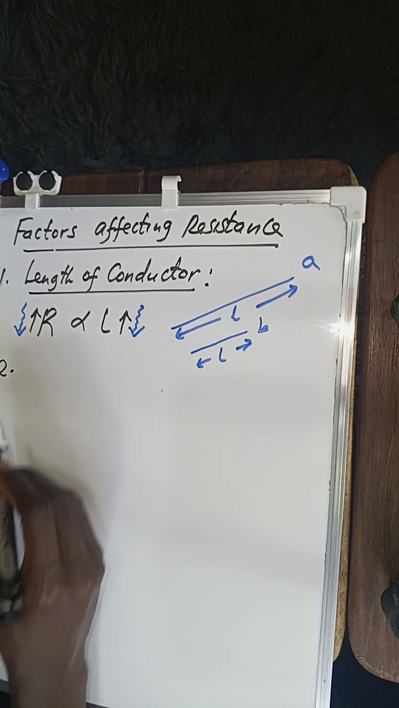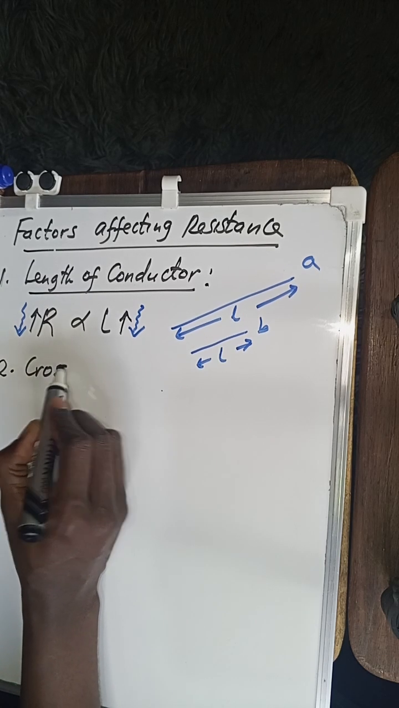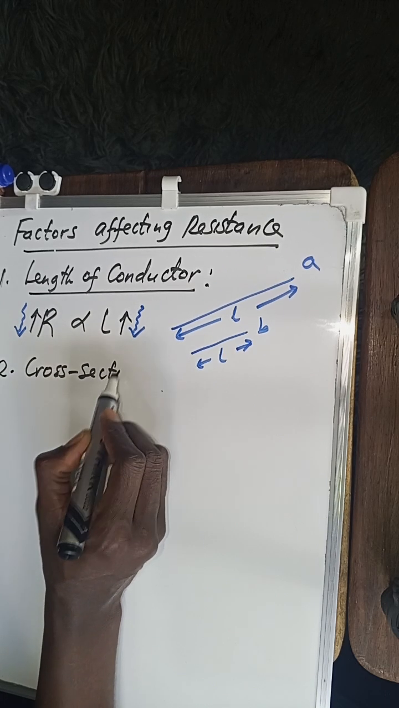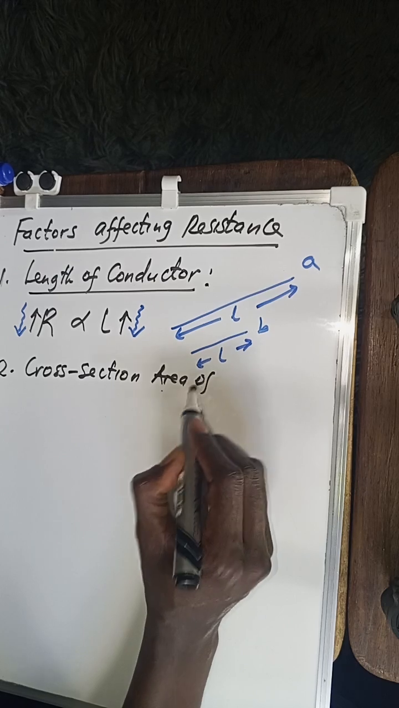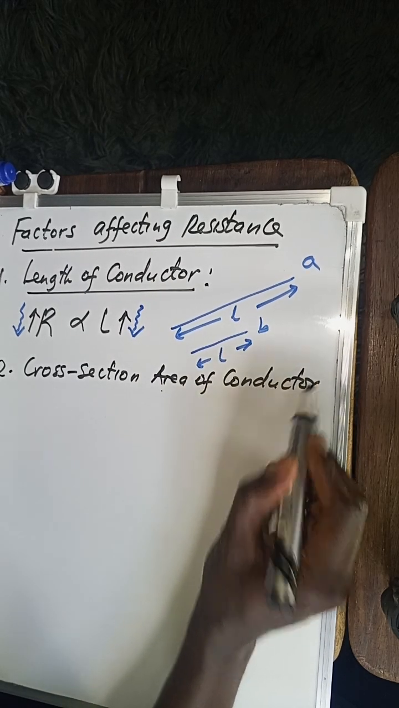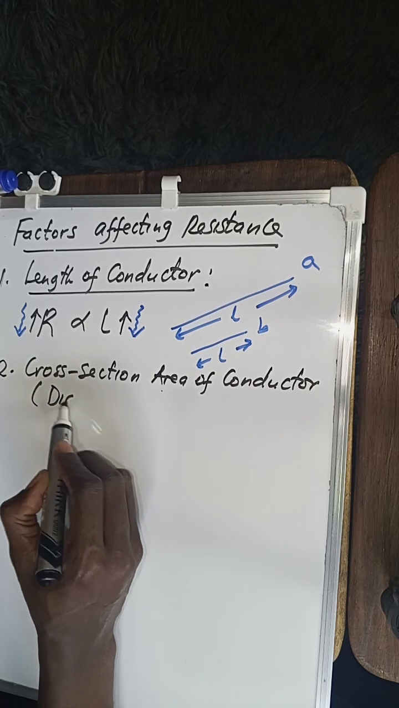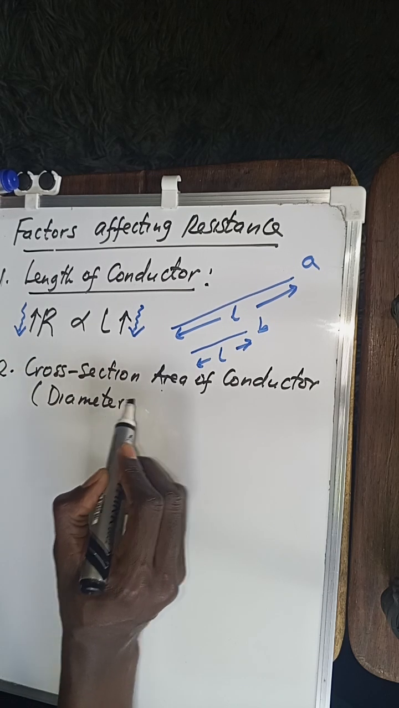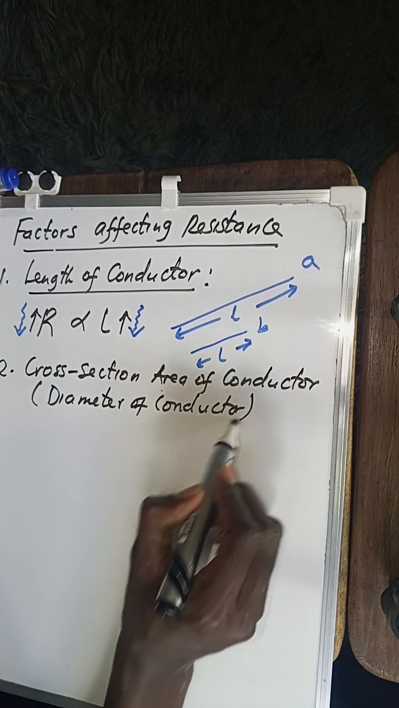The second factor that we can talk about is the cross section area of the conductor. Others would simply say the diameter, so they can say diameter of the conductor. That's all right as well.